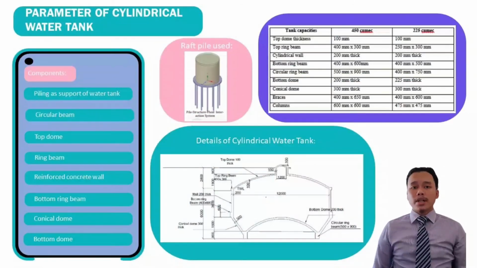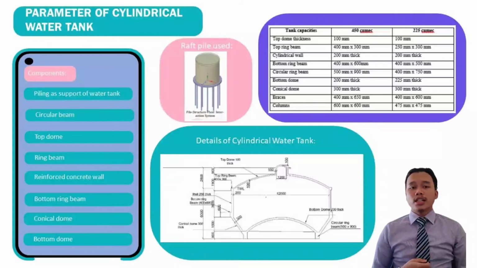Next, I will explain about the parameters of the cylindrical water tank. So basically, a cylindrical water tank is made up of a few components, which is piling and support of the water tank, circular beam, top dome, ring beam, reinforced concrete wall, bottom ring beam, conical dome, and bottom dome.